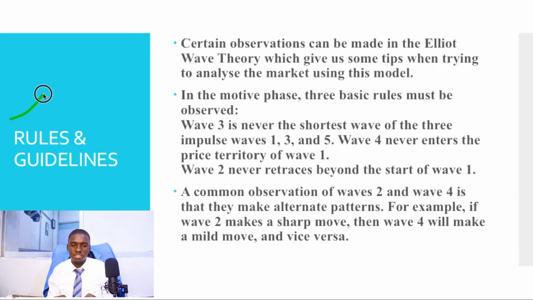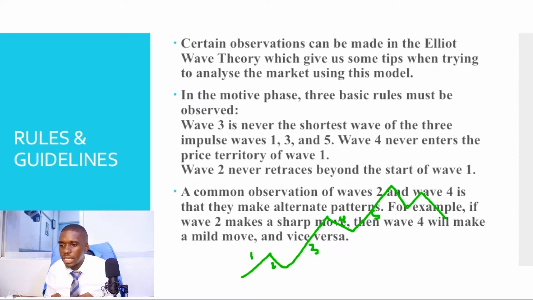So we have this. Okay. If we're having something like this, so we have 1, 2, 3, 4, 5. Then we have the corrective phase. So this is 1, this is 2, this is 3, this is 4, this is 5. A, B, and C. So what are we saying here? We are saying that wave 3 should never be the shortest wave of the 3 impulse waves, 1, 3, and 5. So basically this means that, you see, this is our wave 3.